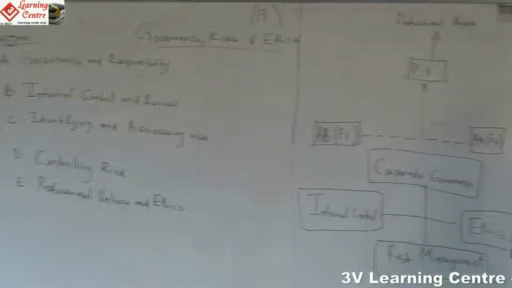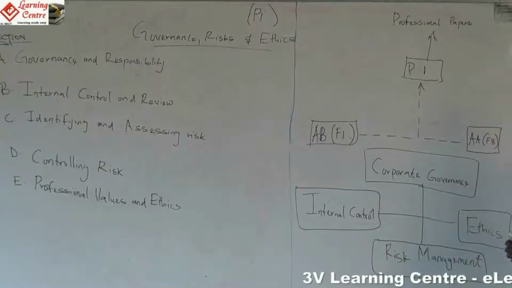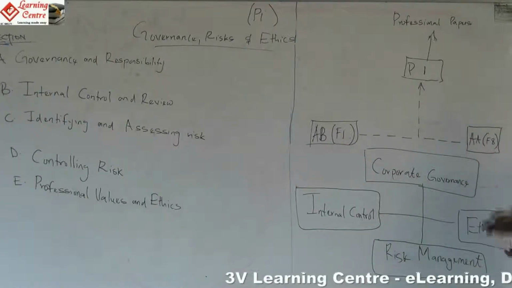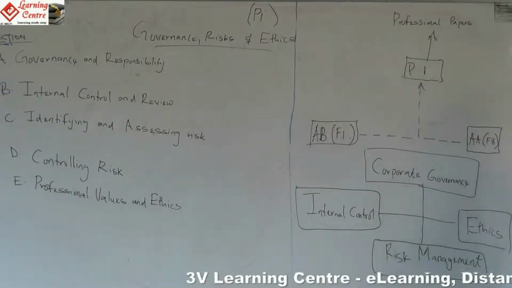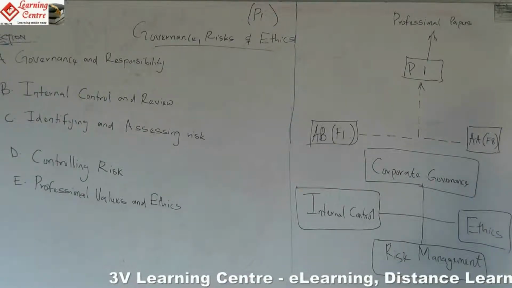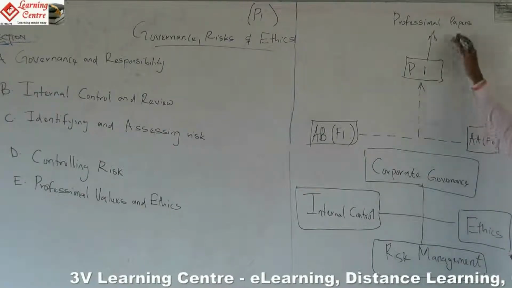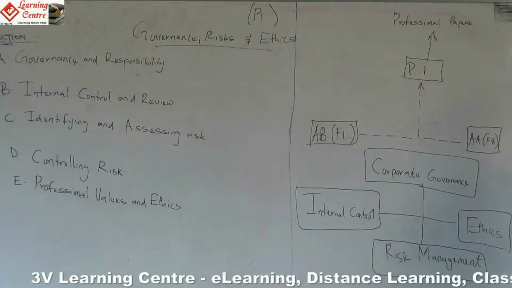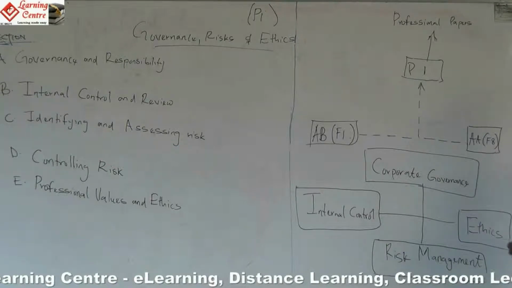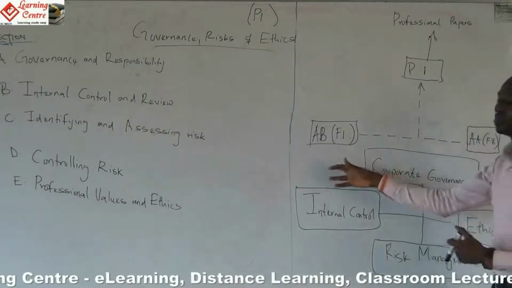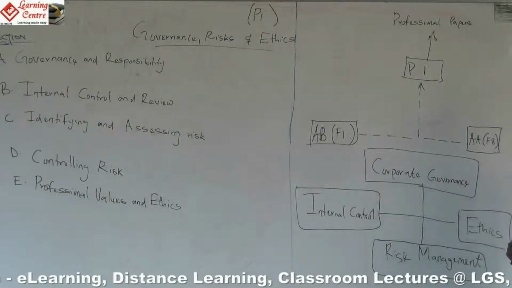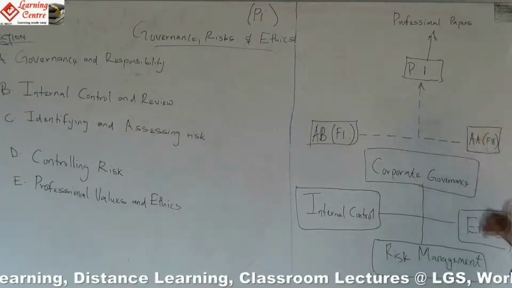Looking at paper P1 from its relationship with other papers in the ACCA qualification, paper P1 is directly related to other professional papers, and definitely competencies and capabilities that you acquire in paper P1 will be tested in other professional papers. But in order for you to approach paper P1, it should be expected that knowledge from Accountant in Business, your paper F1, and knowledge from Audit and Assurance, your paper F8, will need to be carried forward to paper P1.